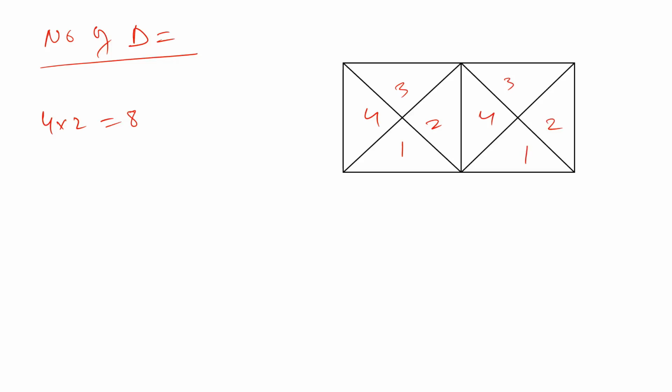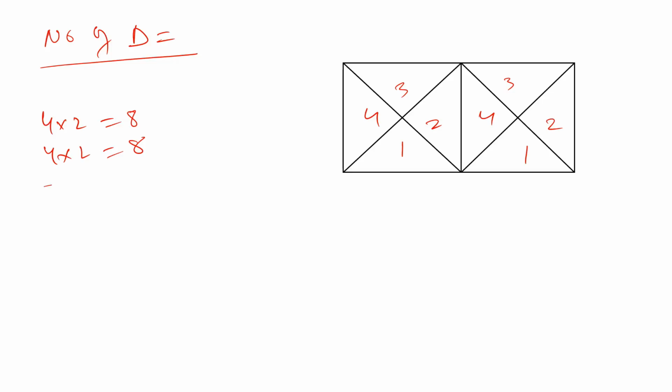Here is another pattern in which 2 squares combine together. So they will ask the number of triangles here. So how to find the number of triangles in this pattern? We will count 1, 2, 3, 4. 4 multiplied by 2 equals 8. Here also 1, 2, 3, 4. 4 multiplied by 2 equals 8.